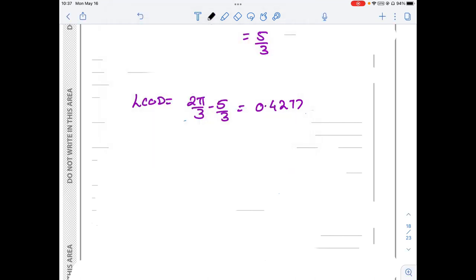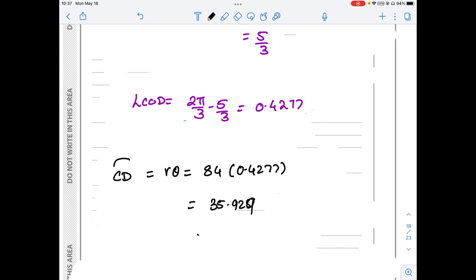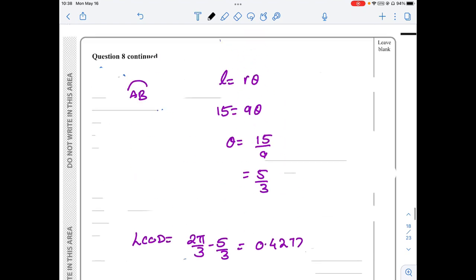Once I have the remaining angle, I'll find the length of arc CD, which is again r theta. Radius is 84 and theta is 0.4277. Simplify that, it becomes 35.929, which is 35.9 centimeters.